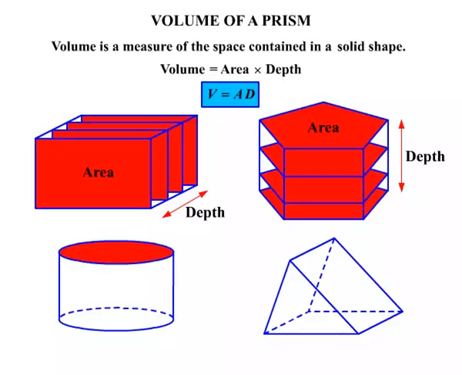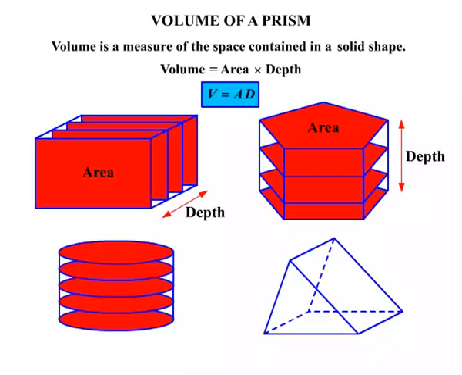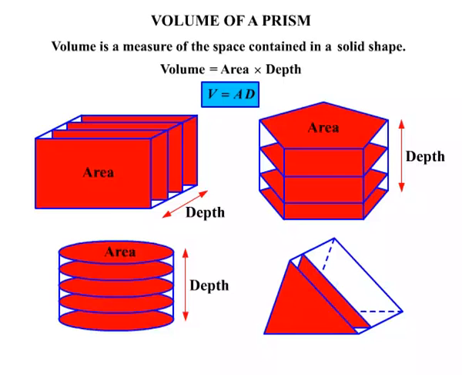This next one here is a cylinder. That area is a circle, and if we took slices like that, it is again repeating itself right through. So there's the area, and that would be the depth. This time, we see the triangle there. We took slices like that. It repeats itself right through the shape, so there's our area, and there is our depth. Excellent.